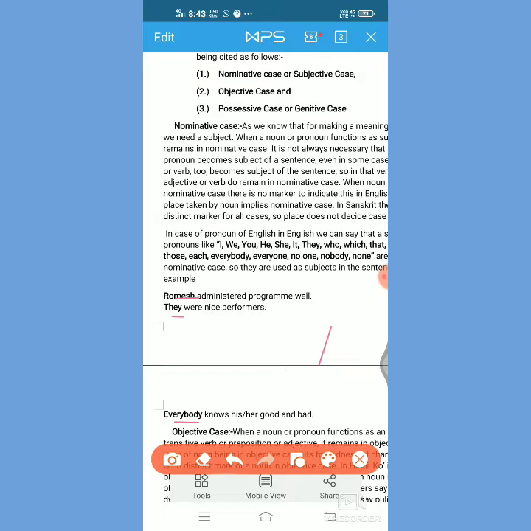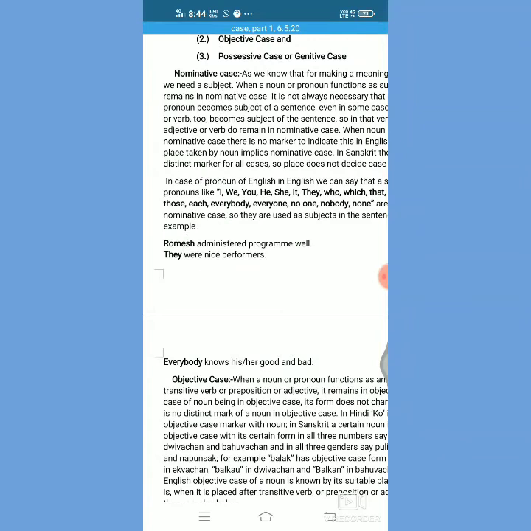So what you find is that there is a verb: administered in the first, were in the second, and knows in the third. So the place before the verb is the place of the subject in the sentence. So when we use a subject, especially a pronoun as a subject, we should remember and learn by heart all the pronouns written here, that they are always in nominative case and should always be used as the subject in the sentence. So we should not be in doubt about using these pronouns as an object of the sentence.